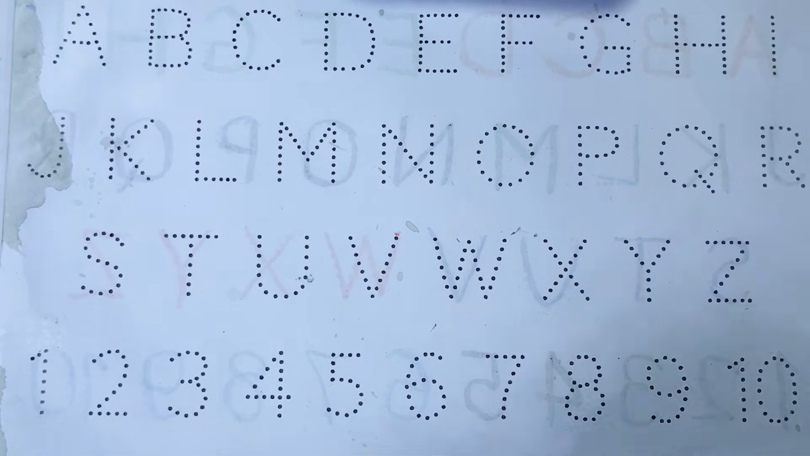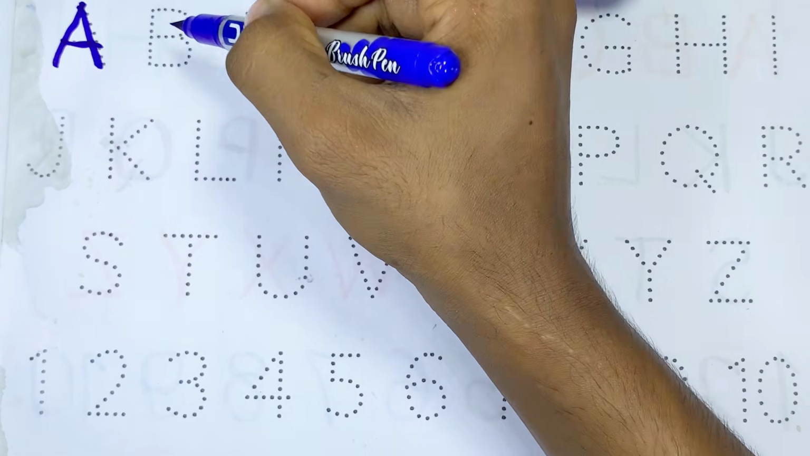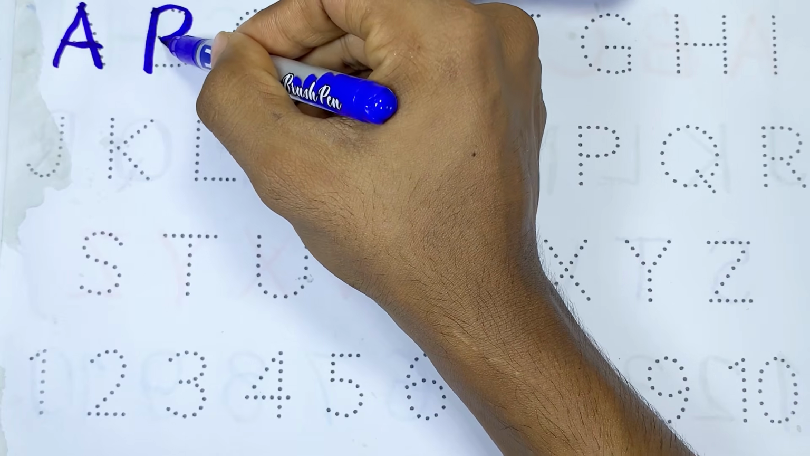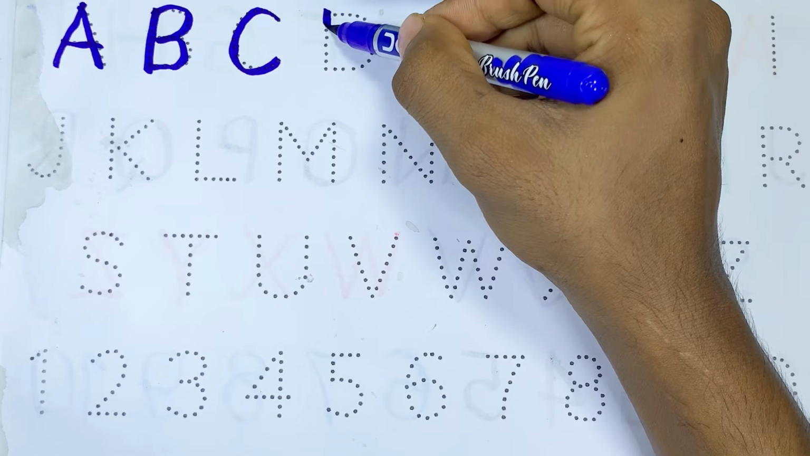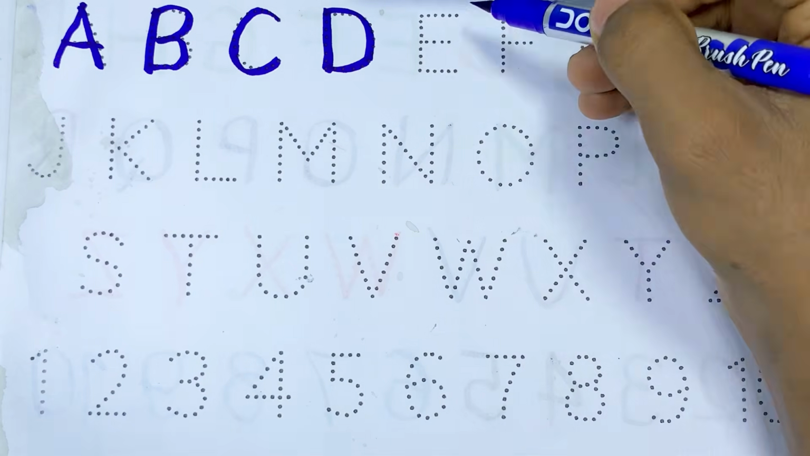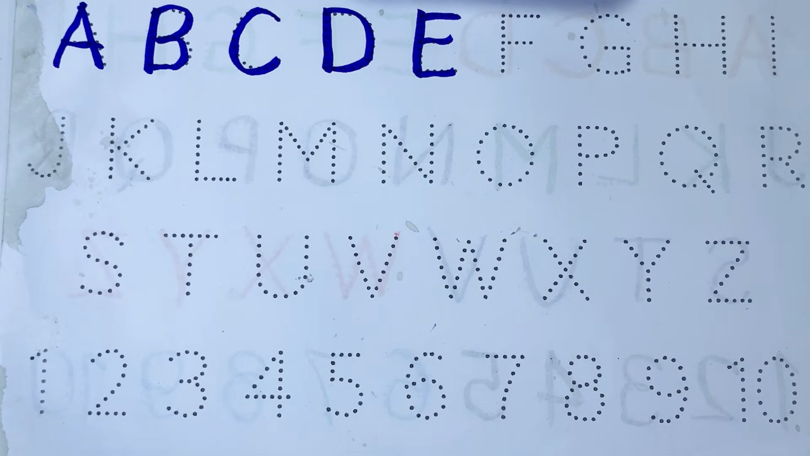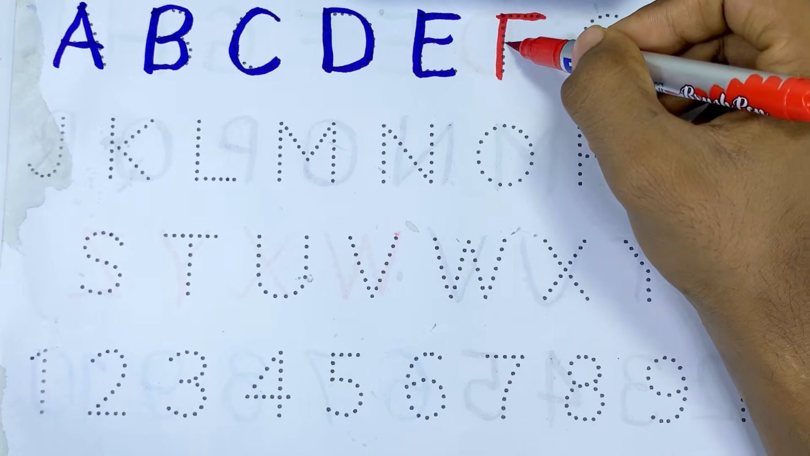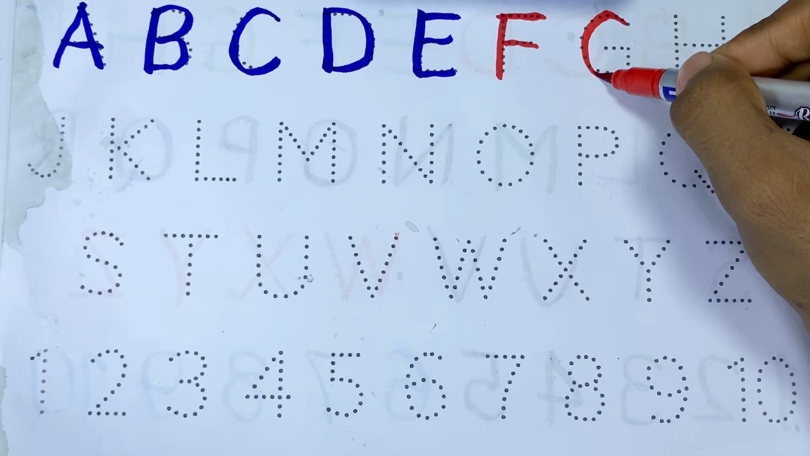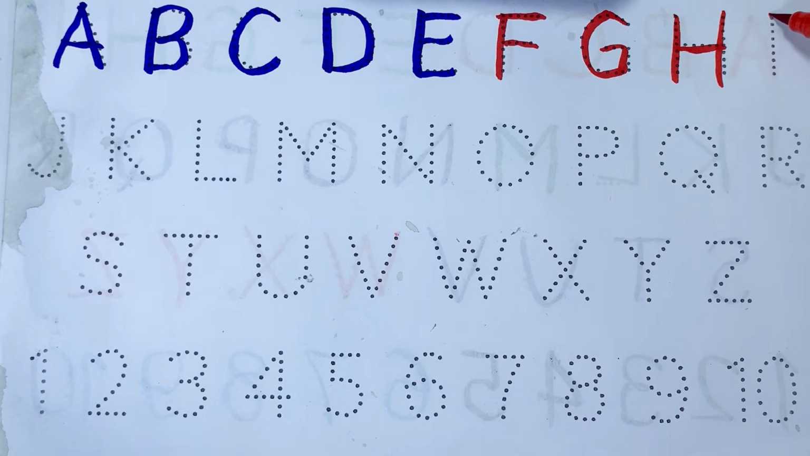Kids, now you draw alphabets. A for apple. B for ball. C for cat. D for dog. E for elephant. Kids, now you draw F. F for fish. G for God. H for helicopter. I for ice cream.